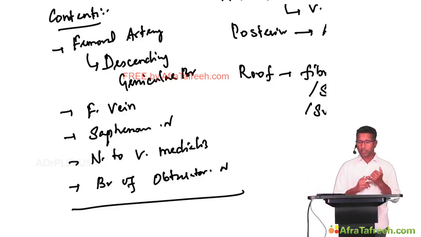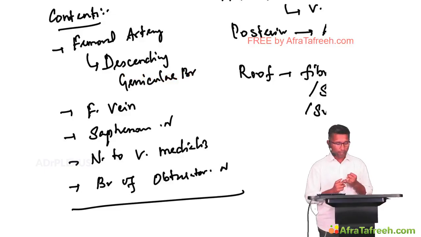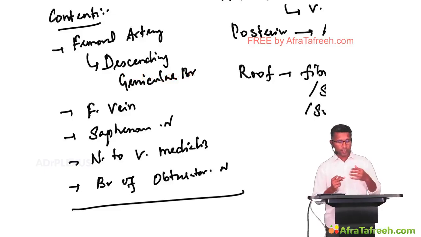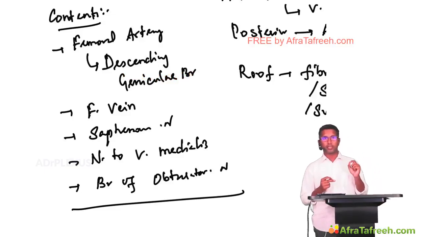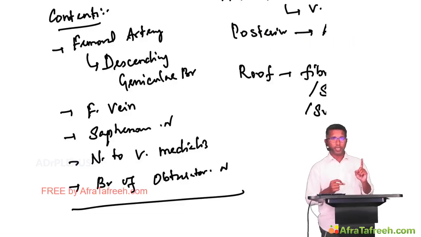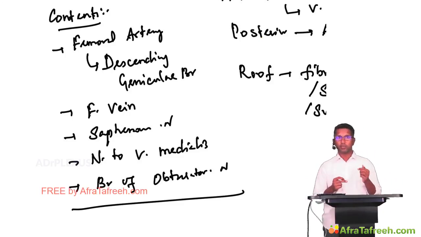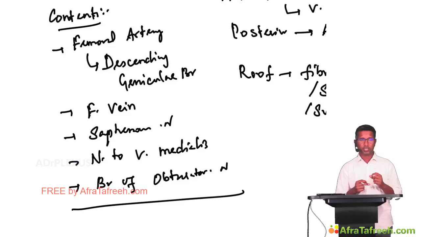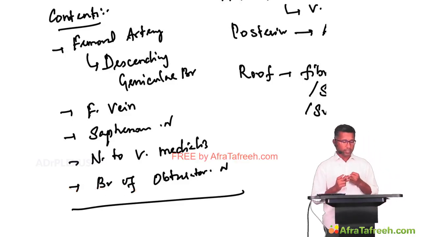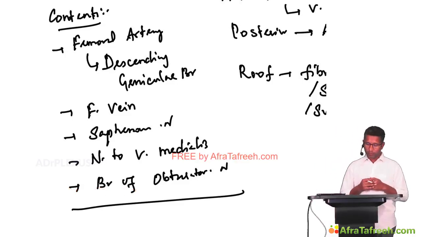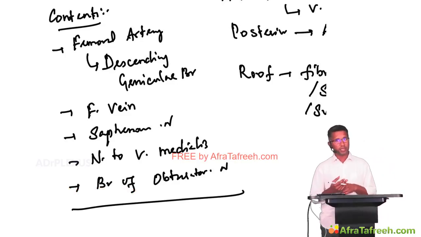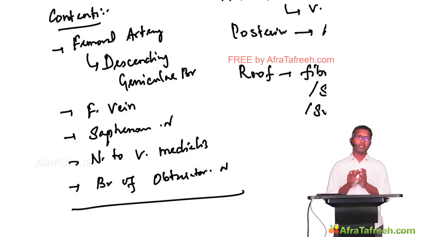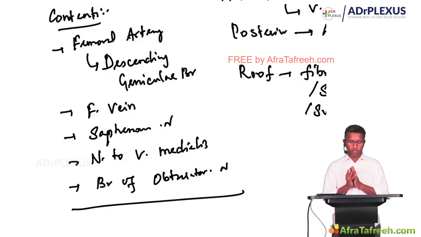So the contents of the adductor canal are: one is the femoral artery. When it runs, it gives the last branch. The descending genicular branch is the last branch of the femoral artery before it enters the adductor hiatus and becomes the popliteal artery. Next come the femoral vein, saphenous nerve, nerve to vastus medialis, and branches of the obturator nerve, which are seen in the adductor canal or the Hunter's canal.